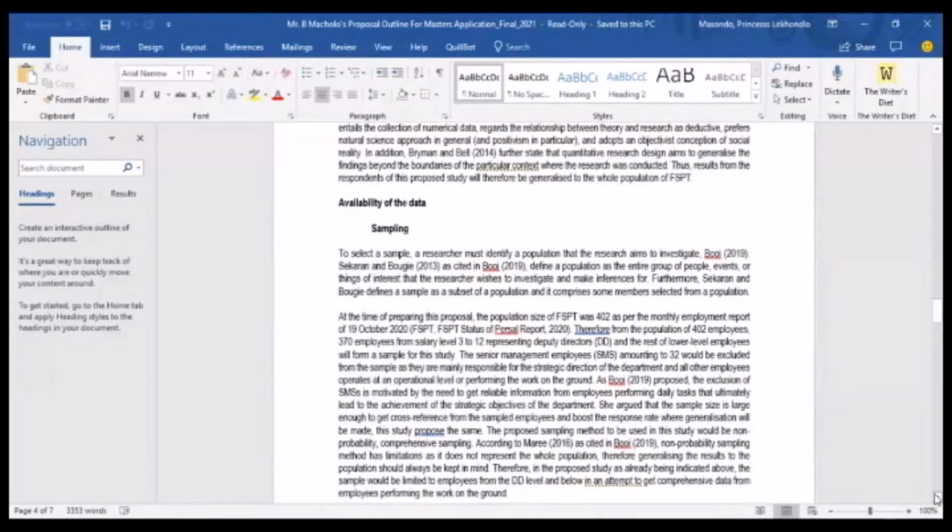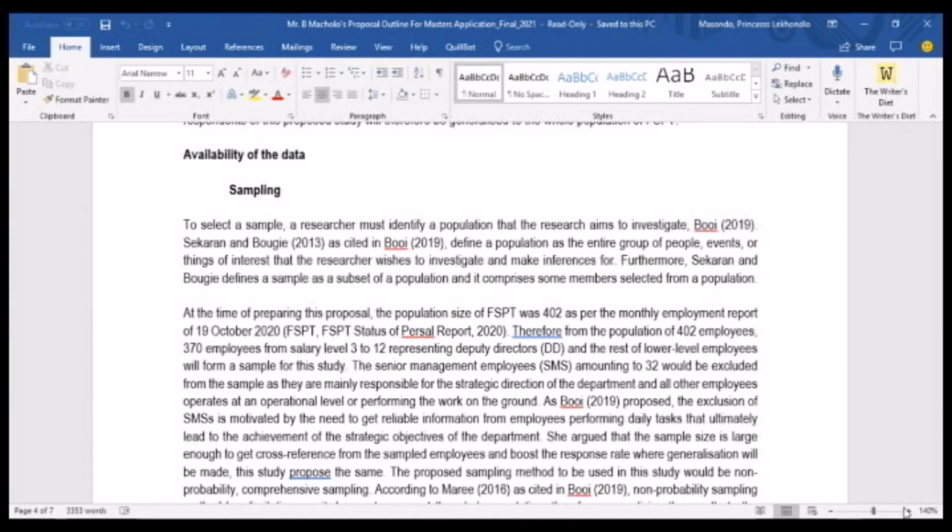So even in this study, they will be taking that approach. From the second paragraph, we can see the researcher is saying that when they were preparing the proposal, in the employment report for this month, October, there were 402 employees in this entity. And then 330 are in salary level 3 to 12, which is deputy directors. And then the rest are lower levels. So they're trying to give us a picture of the population.